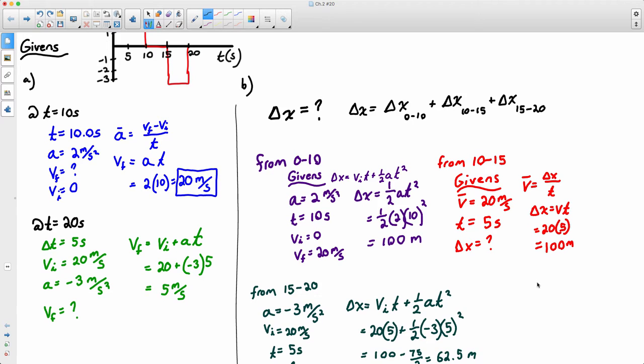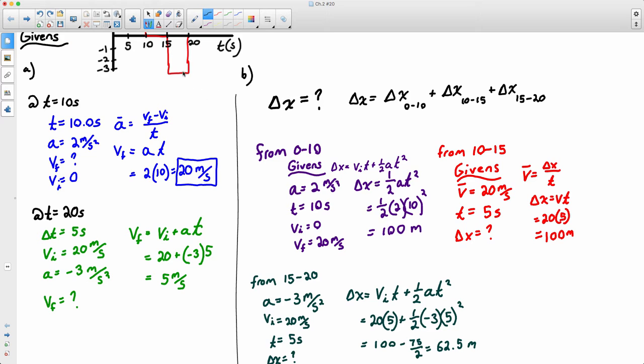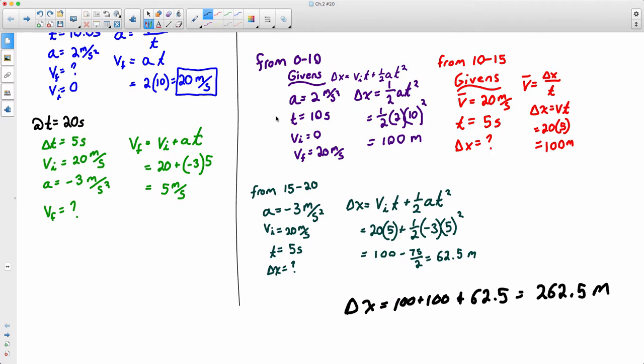Alright, so for the third one, we could actually use a couple of equations, but I'm just going to stick with the one that we used here. My given now, my acceleration, instead of being 2 meters a second squared, is -3, because that's what the acceleration is over that time period. And my initial velocity now is 20 meters a second, because that's how fast it's moving when it hits the 15 second time period. My time is 5 seconds, and I'm looking for what my delta x is.